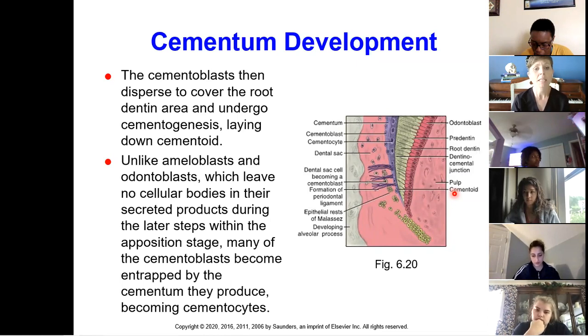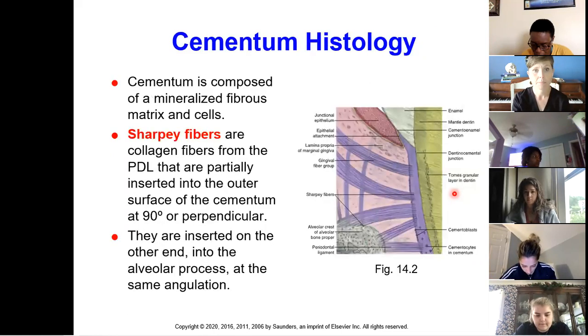Cementoid. Unlike ameloblasts and odontoblasts, which leave no cellular bodies in the secreted products during the latter step within the appositional stage, many of the cementoblasts become entrapped by the cementum they produce, becoming cementocytes. All right, so we talked about those periodontal ligaments, and we're going to touch on what goes on in the cementum there.